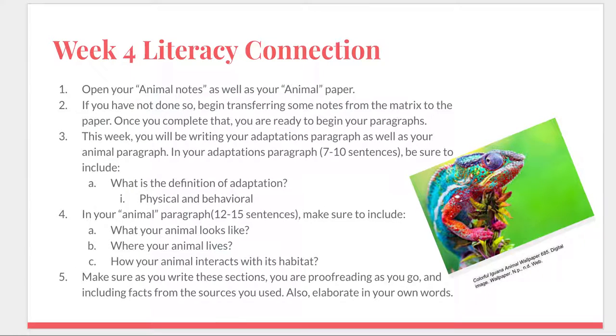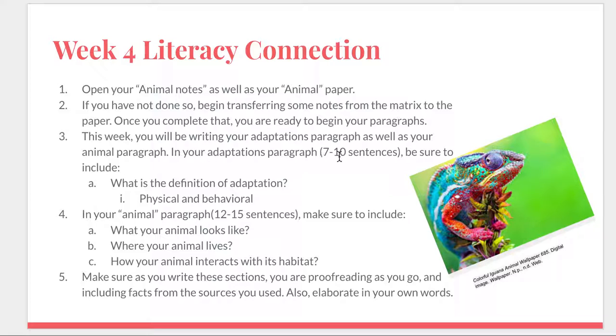Then, for your week 4 literacy connection, make sure that you have your animal notes open from last week as well as your animal paper, and these should all be set up and ready to go. At this point, you should be transferring some of your notes from your matrix onto your paper. So you should be starting to list some of those facts that can go into different sections. This week, you'll be writing your adaptations paragraph as well as your animal paragraph. Remember, your animal is one that you selected early in the unit here.